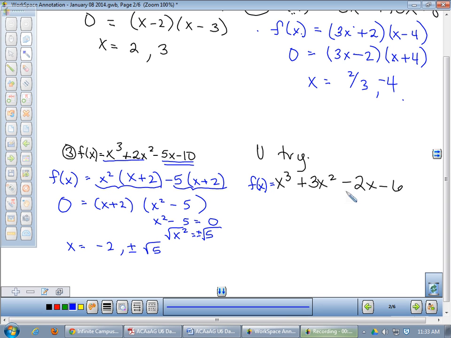Yes, sir? Wait, wouldn't that mean you have 3 zeros? We do. We have 1, 2, 3. Negative 2, positive root 5, and negative root 5. Wait, how does that work? Well, it's a cubic. Oh, okay. And so, yes. We're going to start looking at these, and what does that mean? A cubic can have more bends in it. It can look like that. Okay. And this one does.